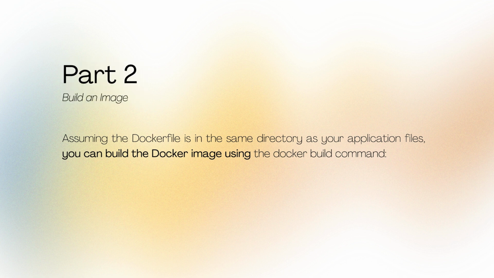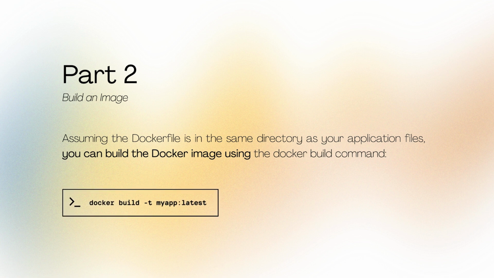Assuming that the Docker file is in the same directory as your application files, you can build the Docker image using the docker build command, which we've seen before, such as docker build -t, and then specifying the name that you want to give to that specific image, and then you can also tag it as latest.